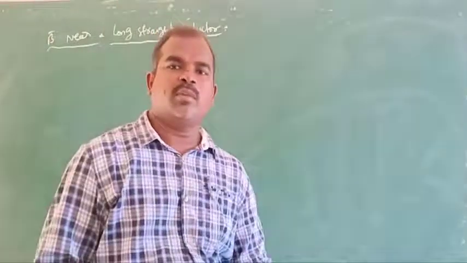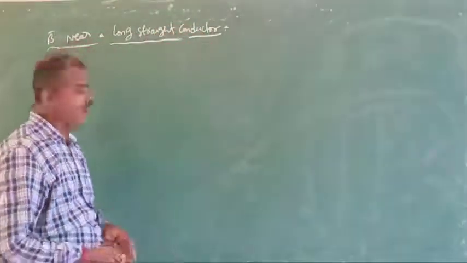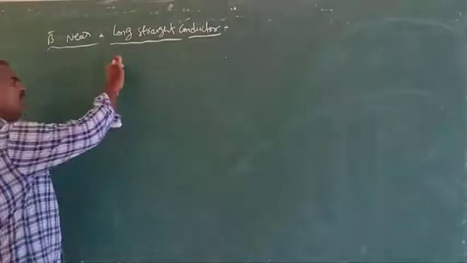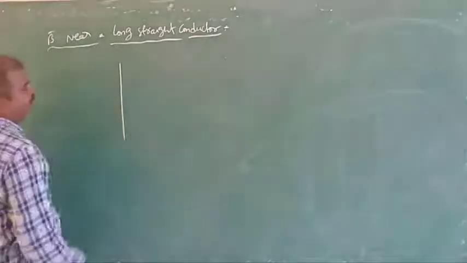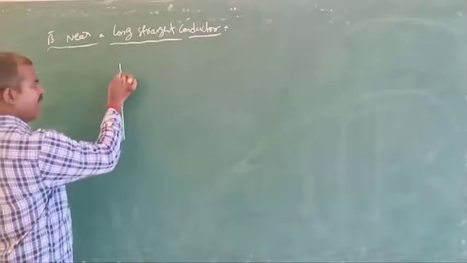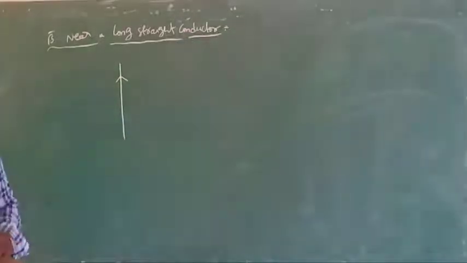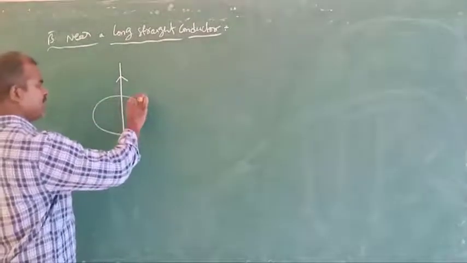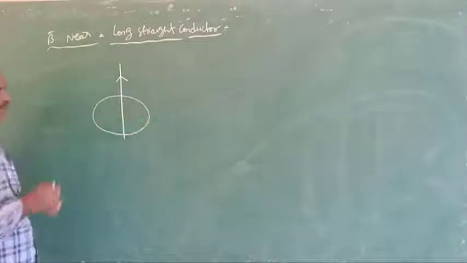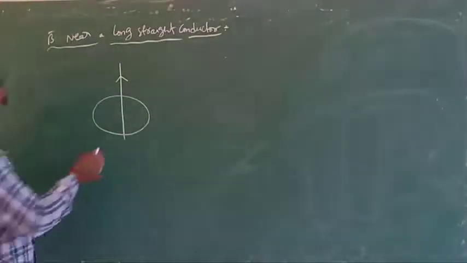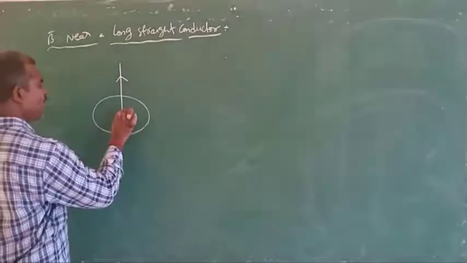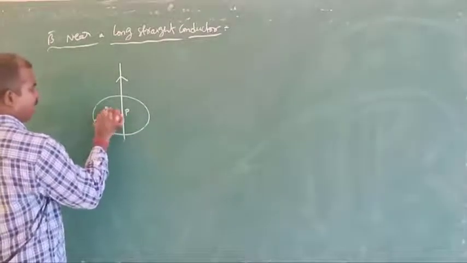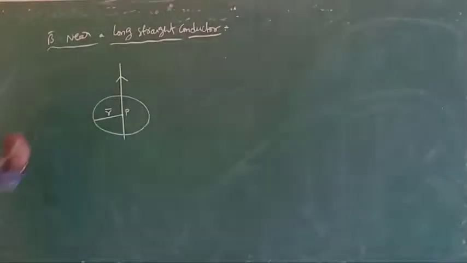Next, the magnetic field induction or intensity of magnetic field near a long straight current carrying wire. For a long straight current carrying wire, the magnetic field lines are circular loops like this. At point P on the circular loop, the radius of the circular loop is r.